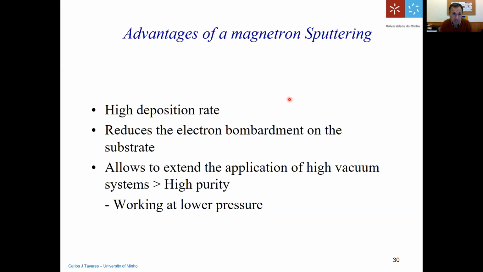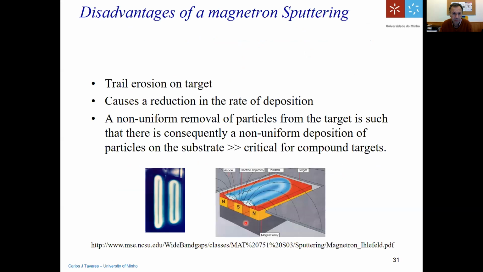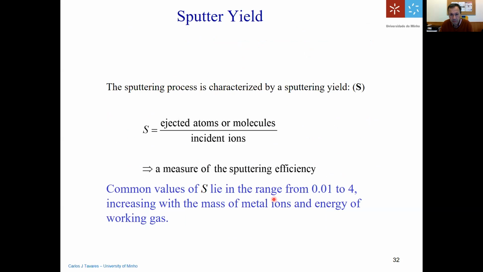Some advantages again of magnetron sputtering when compared to diode. When you're using a magnetron, so when you place the magnets below the target, you have a higher deposition rate. It reduces the electron bombardment on the substrate and allows extending the application to high vacuum systems with a lower working pressure. And of course, the drawback is the erosion that you produce on the target, which has an impact on the lifetime of the target.